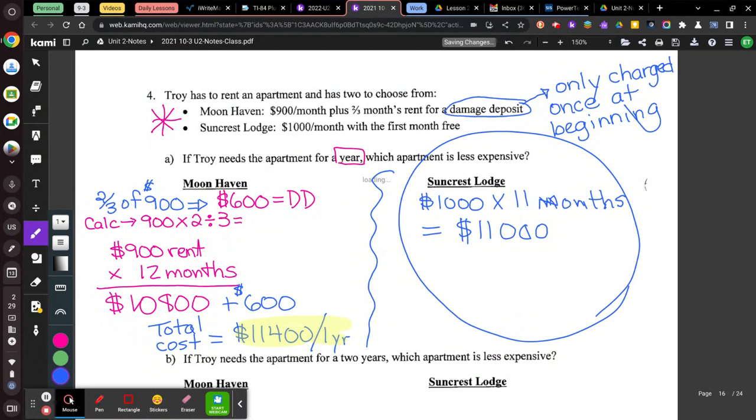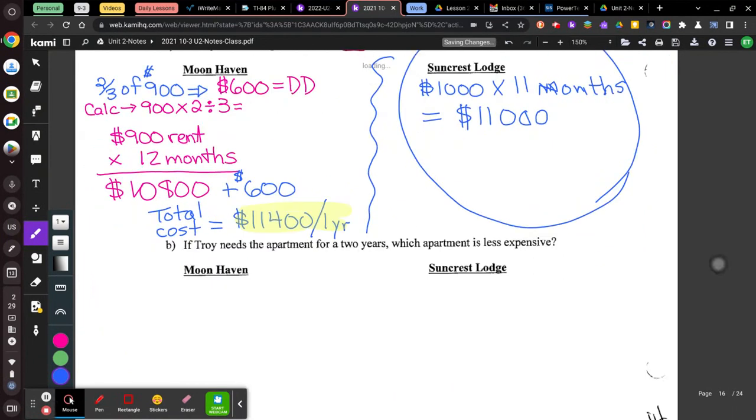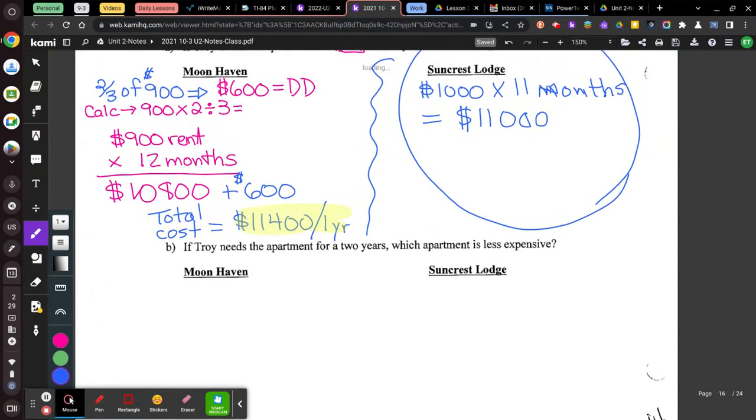Now we're going to do it for 2 years. Troy needs to stay there for 2 years. So if it's 2 years, how many months is 2 years? If 12 is 1 year, how much is 2? 24, good. So now Moonhaven's going to times by 24. I need to write this part again, only I'm changing the 12 to a 24. So this one's going to go 900 times 24.